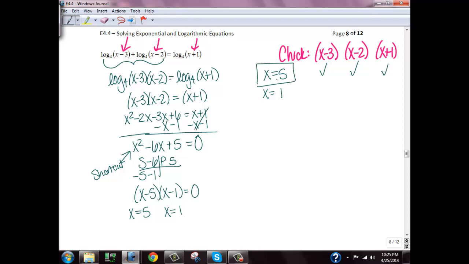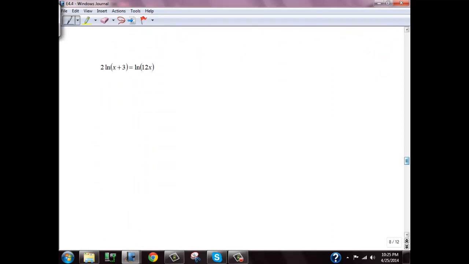So x equals 5 is a solution. Now when I plug 1 in, 1 minus 3 is negative 2, which does not work. So x equals 1 is not a solution. So in my math lab, if you were given a problem like this when it asked you to enter your answer, the only answer you would put in is x equals 5. Okay. Let me look at one more and then I'll have y'all practice.